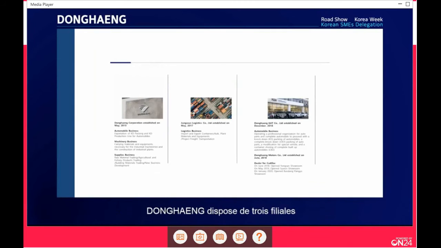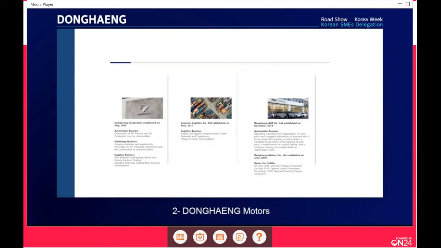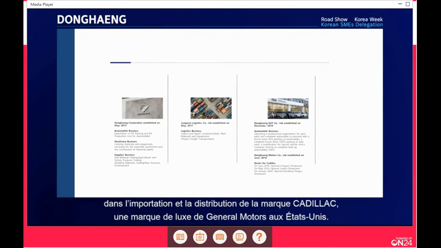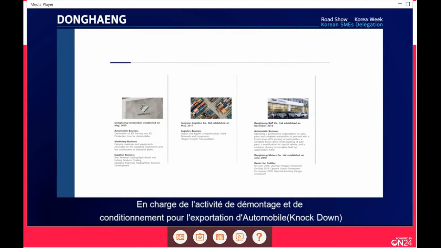DONGHAENG has 3 subsidiaries as follows. The first is Jongwon Logistics, which specializes in the domestic and foreign logistics business of DONGHAENG. The second is DONGHAENG Motors, that possesses 3 dealer regions of Cadillac Korea Company, that imports and sells Cadillacs, the luxury brands of General Motors in the United States. The third is DONGHAENG GAT, which is in charge of the disassembly and package business for exporting automobile knockdown.